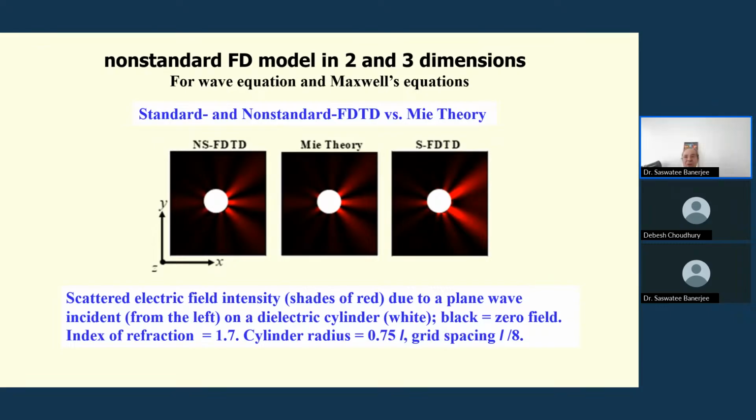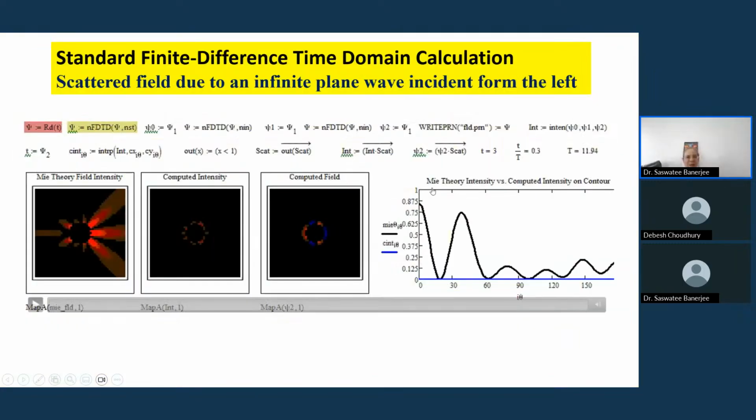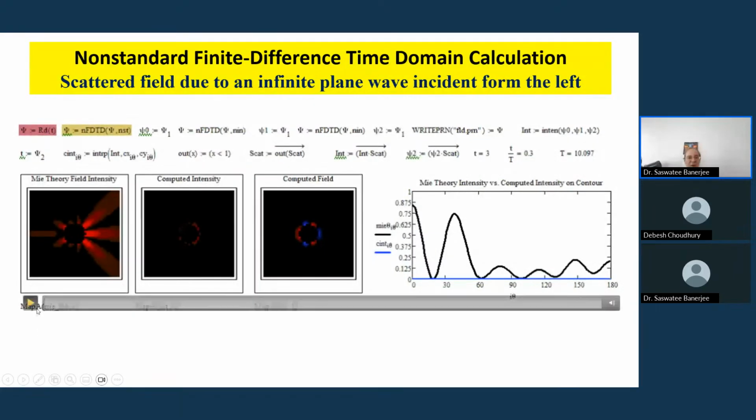So in the cylinder, it's less than 8 grid points per wavelength. And so the standard misses this central lobe and it exaggerates. So we get a very good agreement. And I'll just show you a quick video of how good this agreement is.